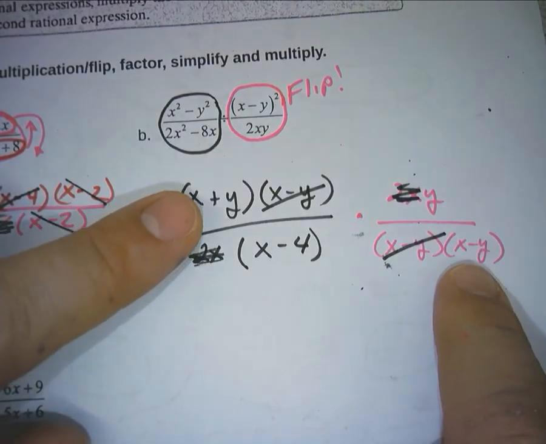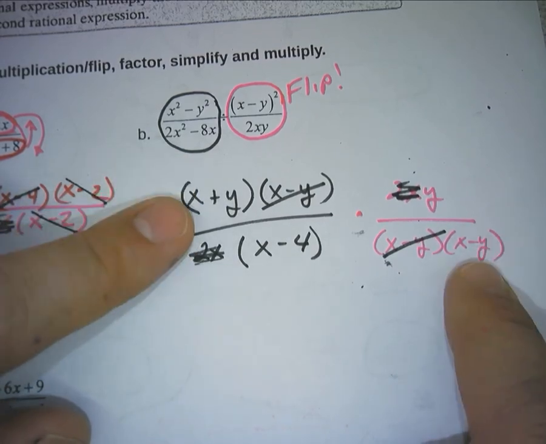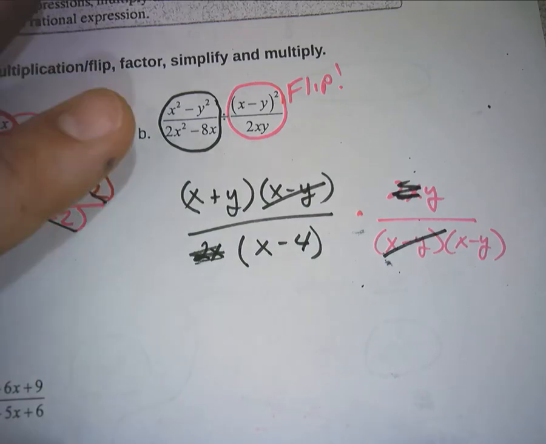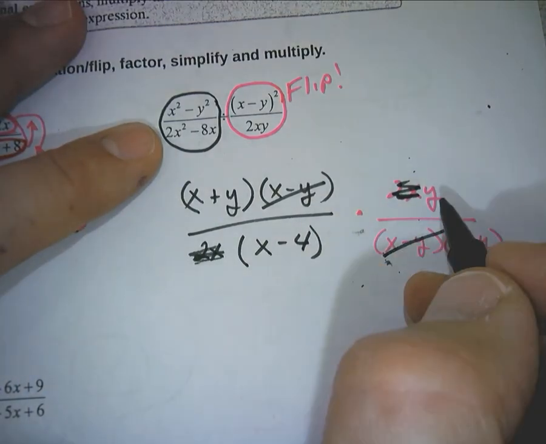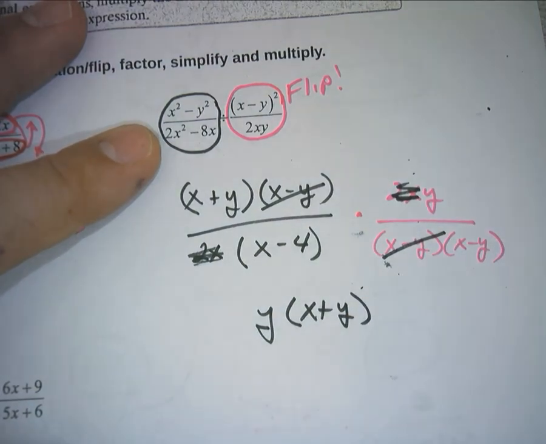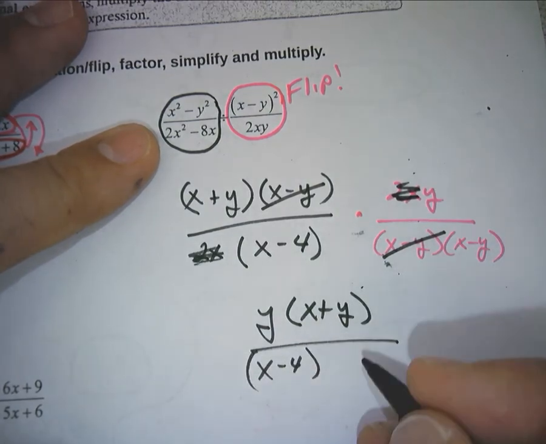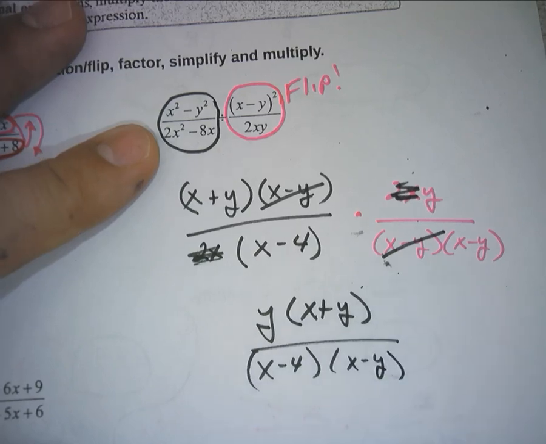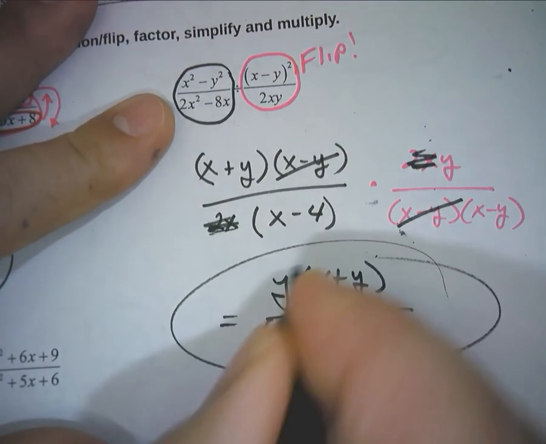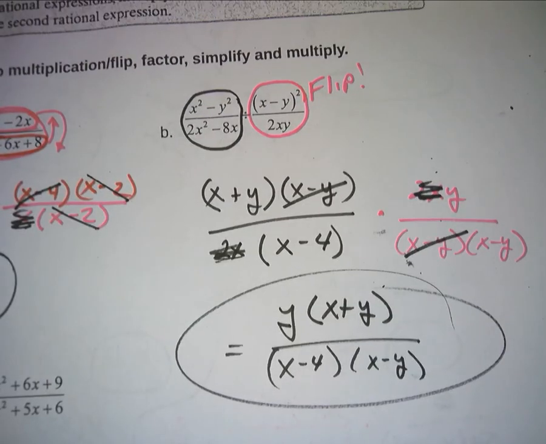A lot of people will try to cancel x plus y and x minus y, but they're not the same, okay? So these are not the same. That means we can't cross them out. So there's nothing else we can do. I have a y on top. I have an x plus y. And on the bottom, I've got x minus 4 and I've got x minus y. So there's nothing else I can reduce. Okay? So that's pretty much it, ladies and gentlemen.